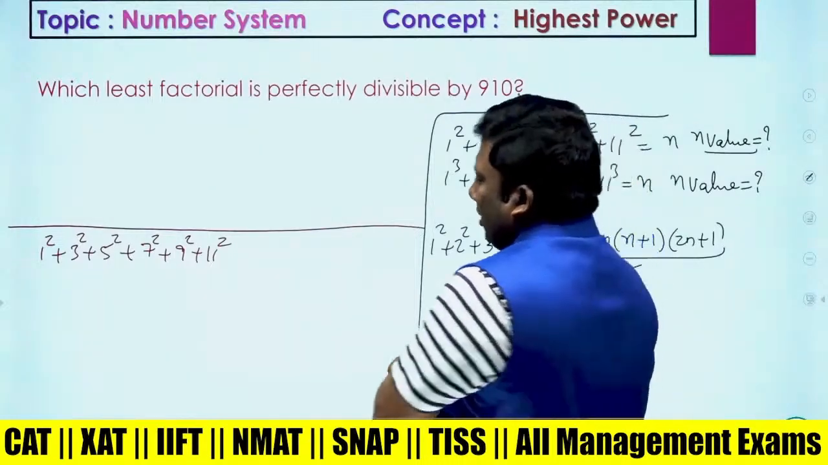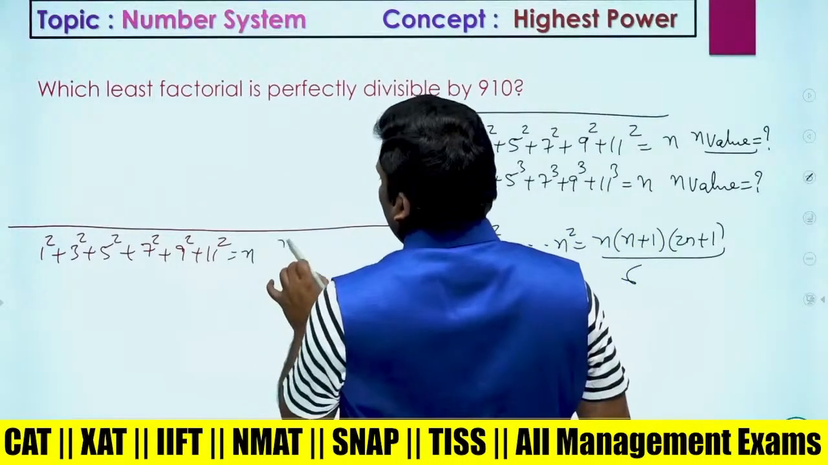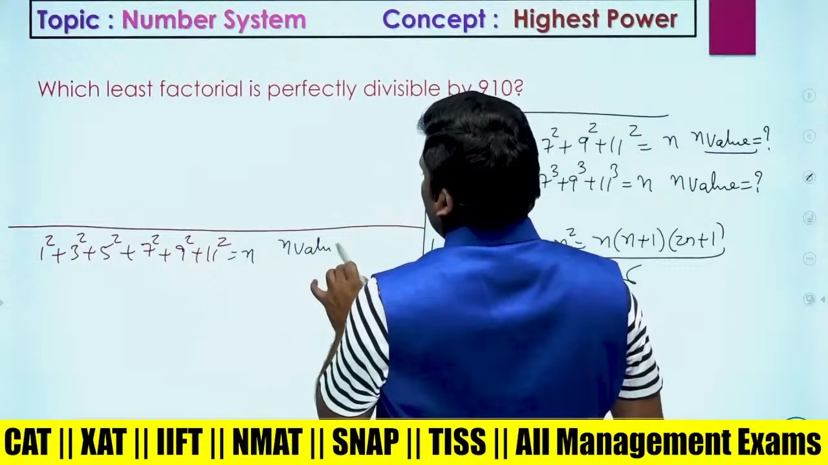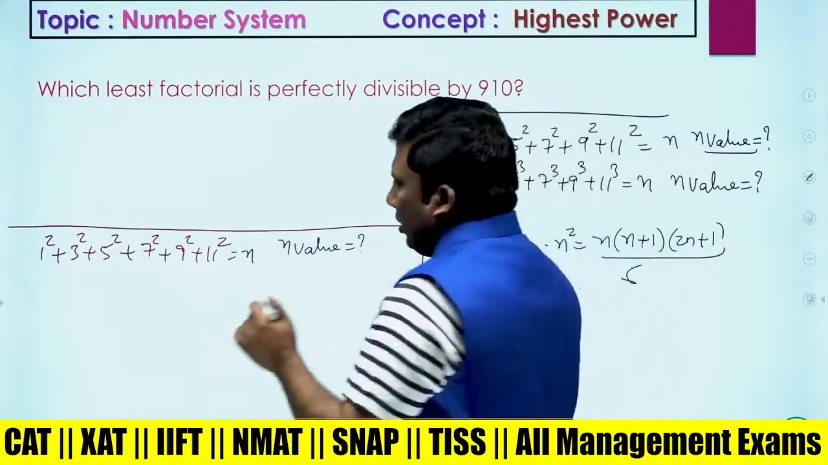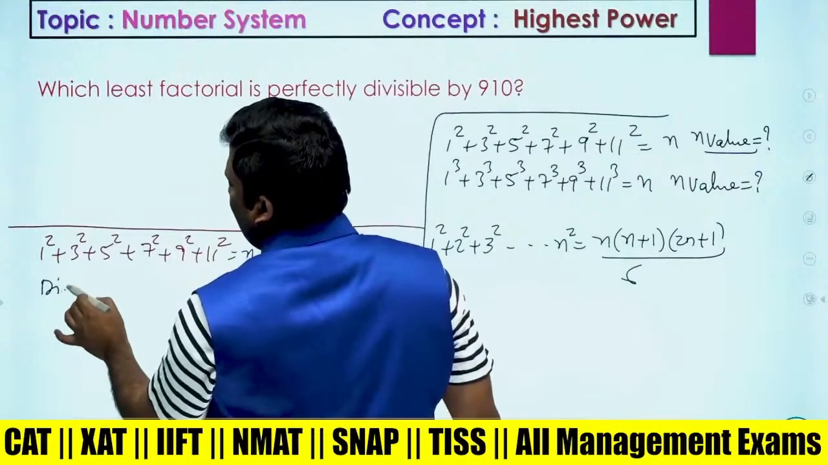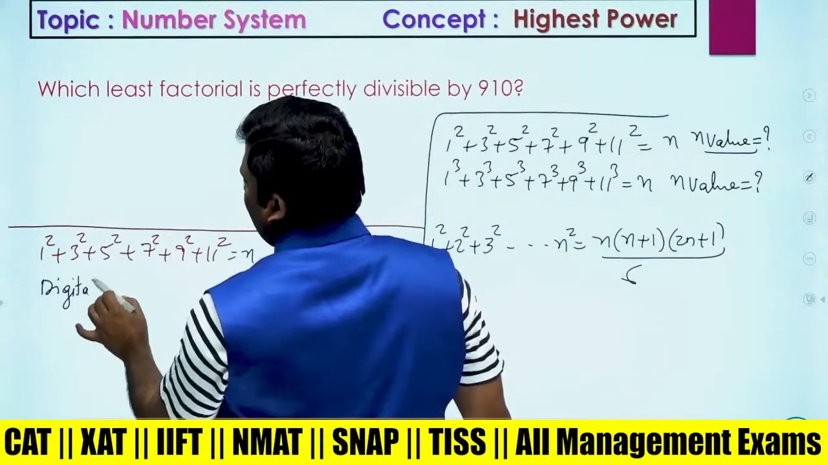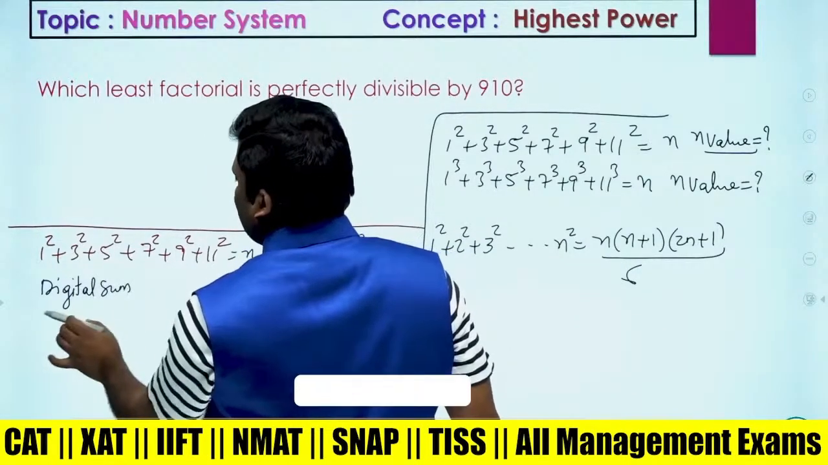Now we want the answer, the n value we want. There are two ways to check this one. The first thing is to use a digital sum approach. Play with the answer options. Use a digital sum. Listen carefully.